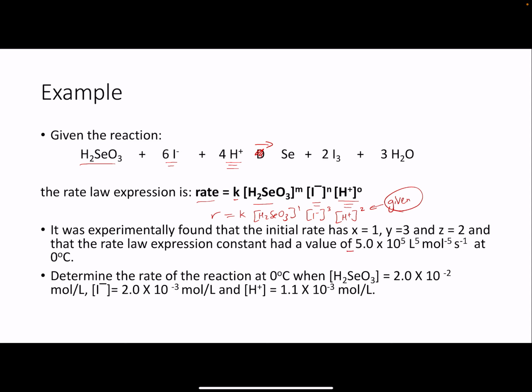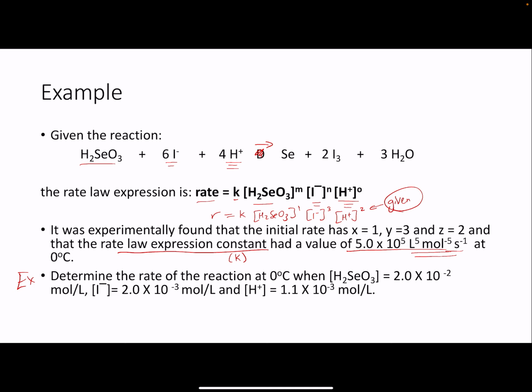And in this case, we're also told that the rate constant, which is K, has a value of 5 times 10 to the power of 5, which is 500,000 at 0 degrees Celsius. We'll talk about the units on this later. They're a little more complex than normal. So what we're asked is to determine, just as an example here, the rate of the reaction given these concentrations.